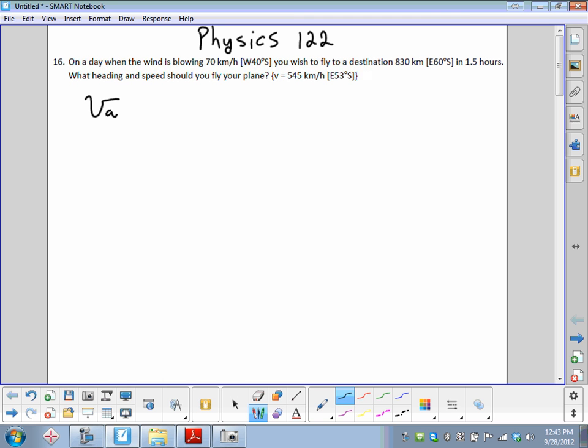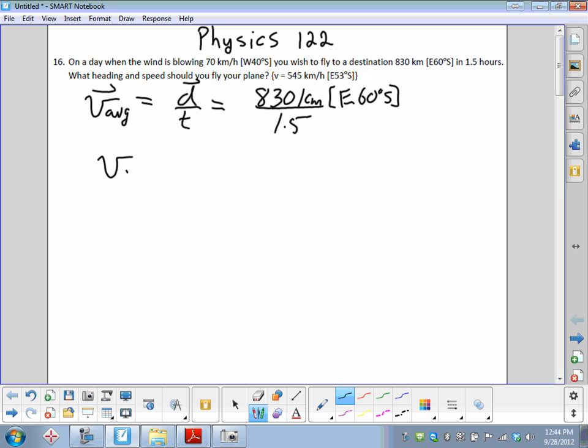So the average velocity that I need from this plane is my displacement divided by the time. So 830 kilometers east 60 degrees towards the south divided by a time of 1.5. So the average velocity I need my plane to have to get to my destination is 553 kilometers an hour. Nice and fast. East 60 degrees south. So the direction of the displacement and the direction of the average velocity, of course, are the same.